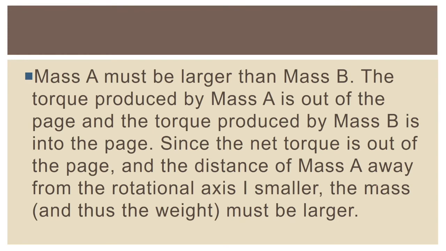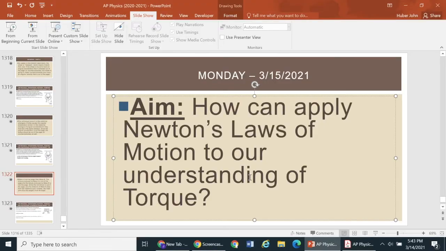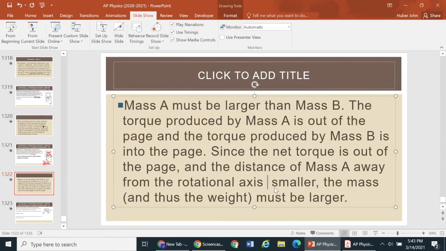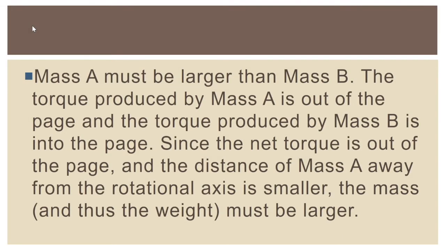The torque produced by mass A is out of the page, and the torque produced by mass B is into the page. Since the net torque is out of the page, and the distance of mass A from the rotational axis is smaller, the mass, and thus the weight, must be larger. That's an important thing to realize here. It's the product of only two things. And if the overall product is bigger and the distance is smaller, the weight's gotta be bigger. Take a second to pause this video here and write that down. And when you hit play, we'll move on.